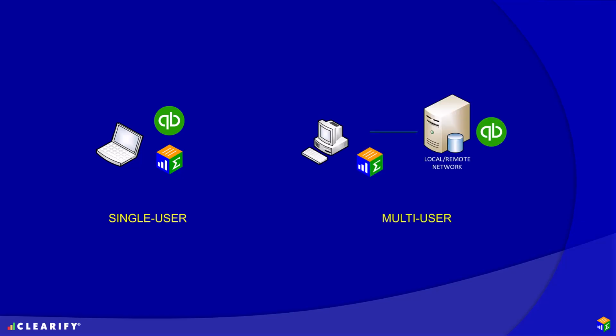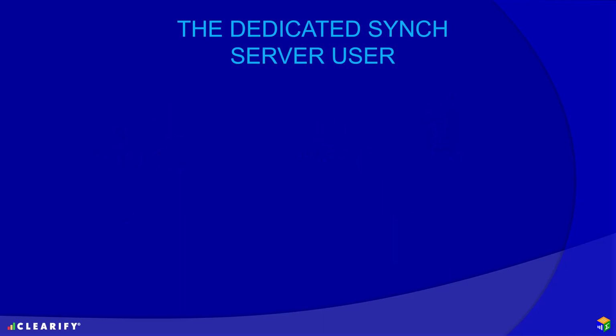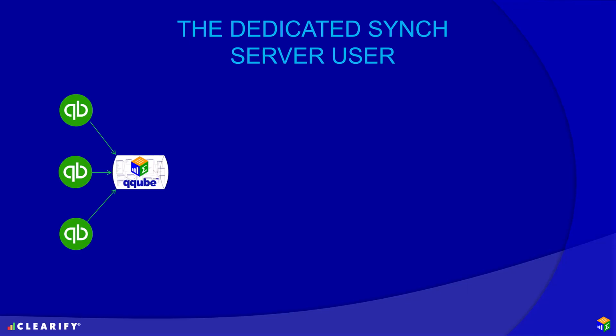QQube has several product options. The first option is a single user license that is implemented on a local desktop or laptop, independent of where the QuickBooks file resides. The second option is a multi-user license that is implemented either on a local network, remote desktop environment, or hosting provider. The multi-user implementation requires a user that is always logged in and available for QQube to talk to QuickBooks. We call this the dedicated sync server user.